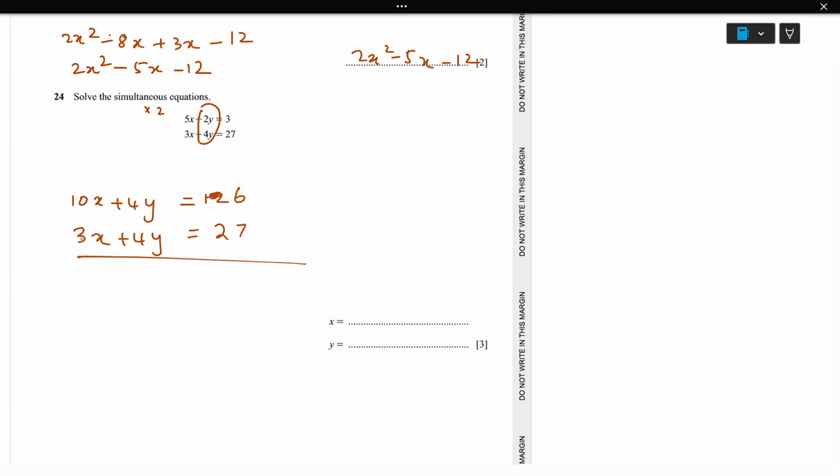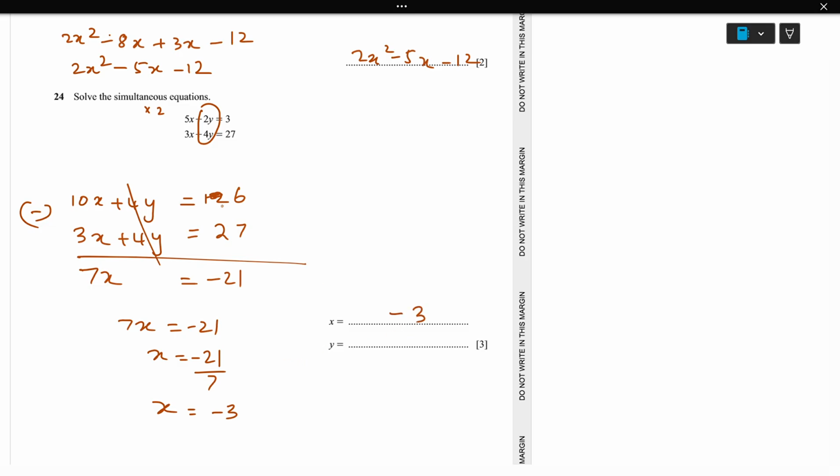So when I take away, I need to take away both the equations because both are the same sign. So this is gone because 4y minus 4y is 0. So 10x minus 3x equal to 7x. Here also 6 minus 27 equal to negative 21. So 7x equal to negative 21. X equal to negative 21 over 7. X equal to negative 3. So the answer is x is negative 3.